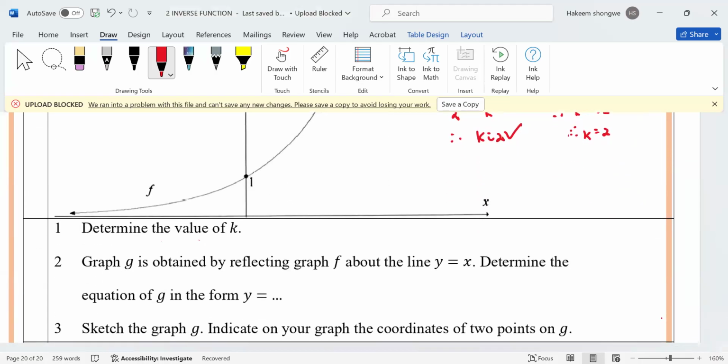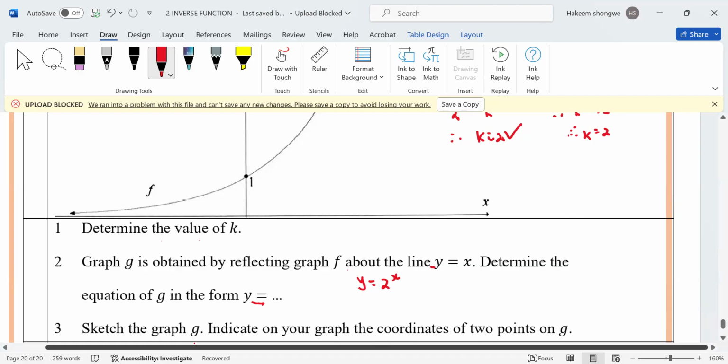Next, the graph of g is obtained by reflecting f in the line y is equal to x. Determine the equation in the form y is equal to. So remember, what is your f of x? It says y is going to be equal to 2 to the power of x. Now, if you want to get g, we say x is going to be 2 to the power of y. And then you take this base. If you take this base, you are going to have log base 2 of x, which is going to be equal to y. Therefore, g of x is going to be given as log base 2 of x.